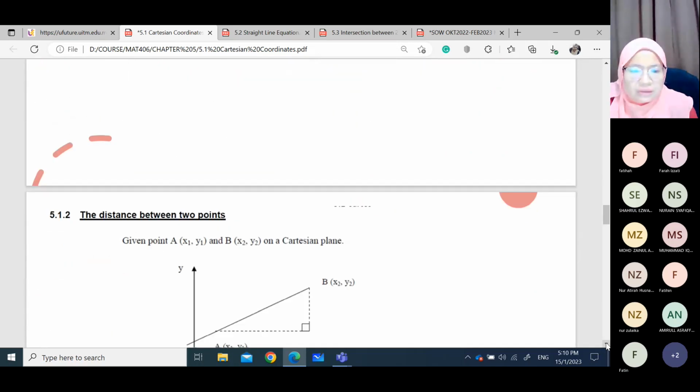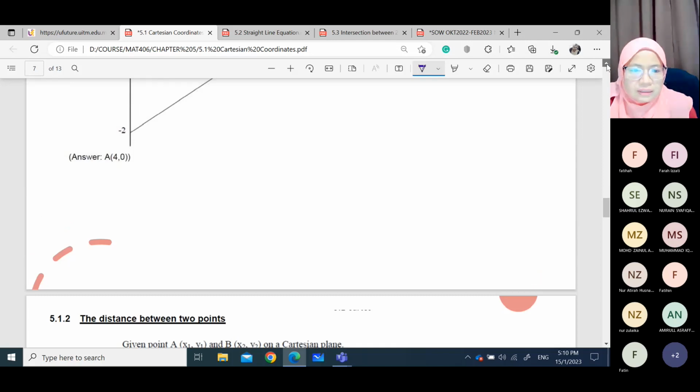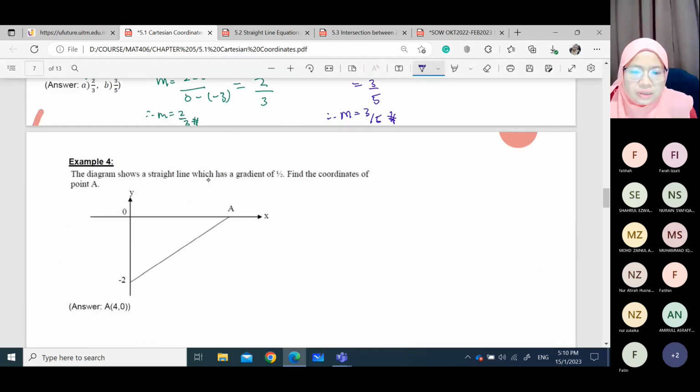Okay, good. So now this one. The diagram shows a straight line which has a gradient of 1 over 2. So this is our gradient. Find the coordinates of point A. For this one, we need to find the coordinates of point A.